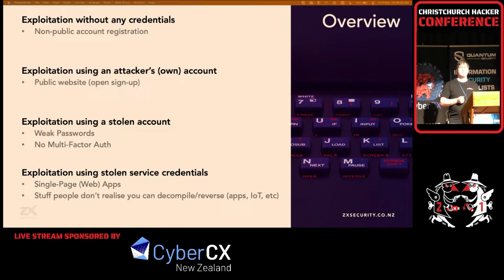We'll look into scenarios where we manage to steal somebody else's account and what we can do with OpenID Connect in those circumstances. And then lastly, what we can do if we manage to steal some service credentials, such as a client ID and secret, what we might be able to do to further attack or pivot into other systems by exploiting OpenID Connect implementation flaws.